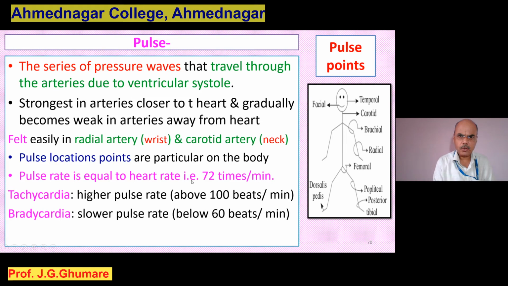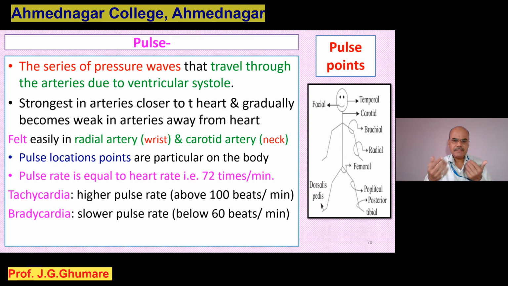How much is it in a normal healthy person? It will be 72 times per minute. So we feel those 72 jerks, which we call pulse, in the artery. Anything less, anything more is a problem. Tachycardia is the situation where there is a higher pulse rate. So 100 beats per minute is called tachycardia. When we run, we feel the pulse, remember, but that comes down to 72 again.